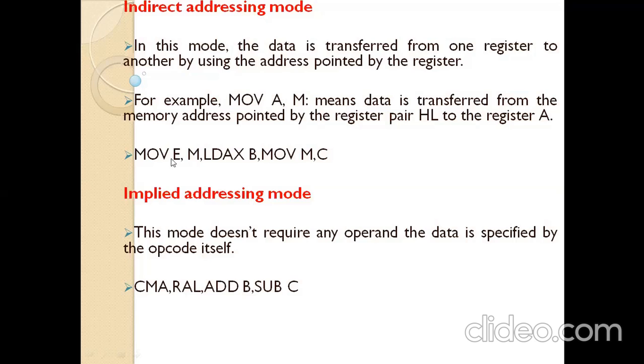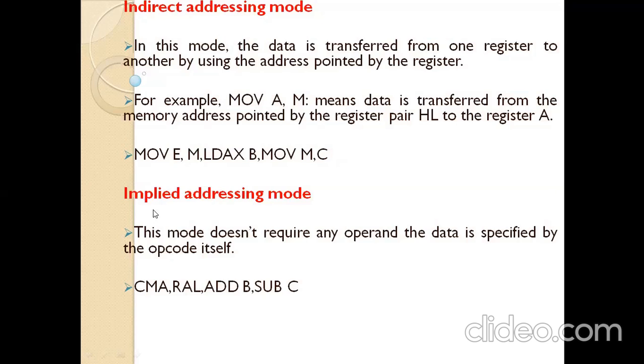Next, example, MOV E, M. The memory data is transferred to the E register, but the address is not given directly. MOV M, C. The C register content is moved to the memory. The memory address is not given directly. So these are called register indirect addressing mode.